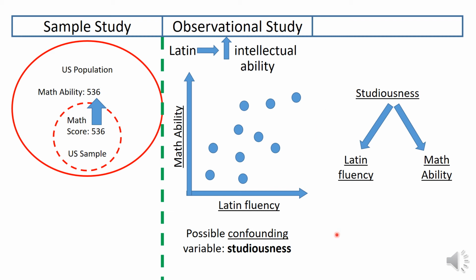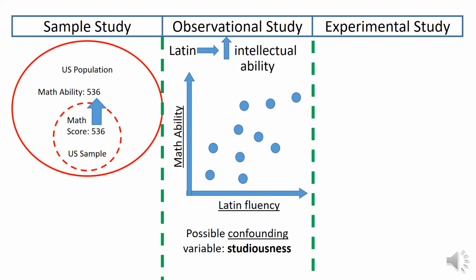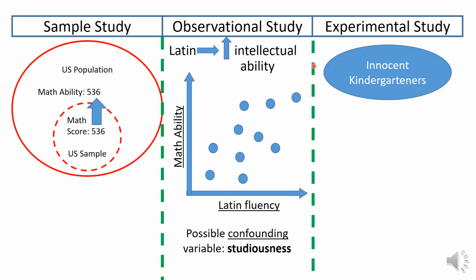Okay, so let's look at the last empirical research method, and that's going to be the experimental study, and that is going to allow us to get more at causality. All right, so we're still looking at this potential for studying Latin to improve your math ability. How are we going to find out if doing that actually helps? Well, let's get a good subject group. All right, so let's get some innocent kindergartners.